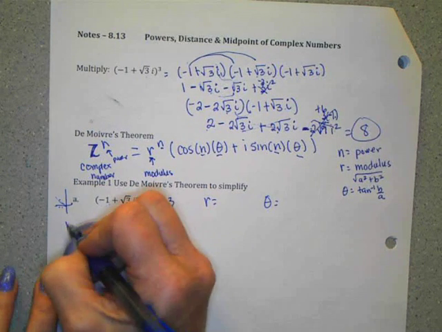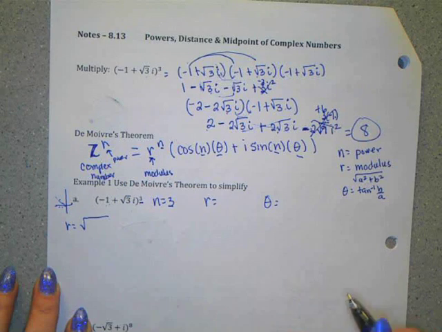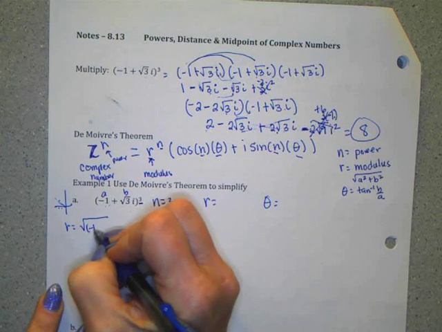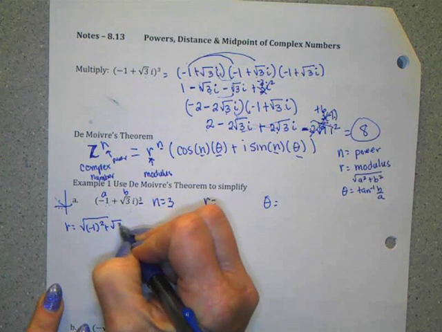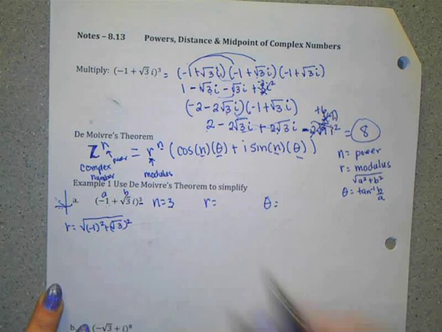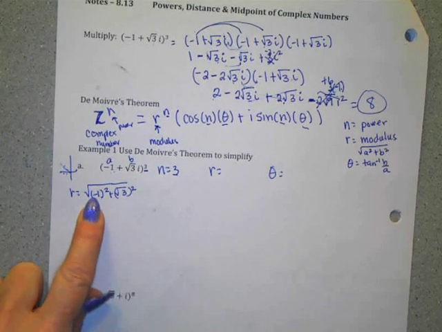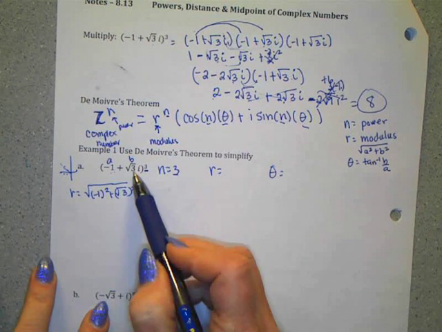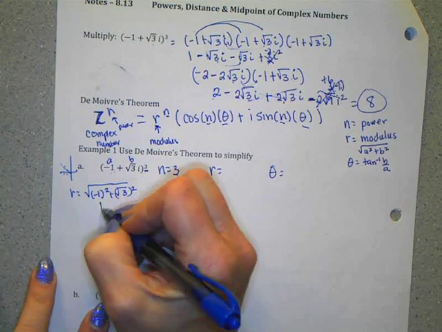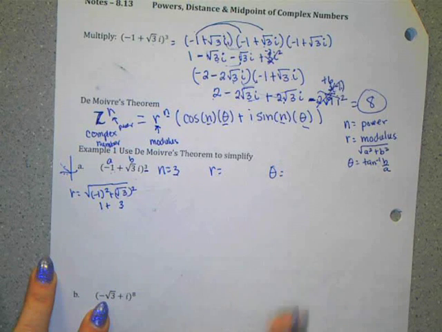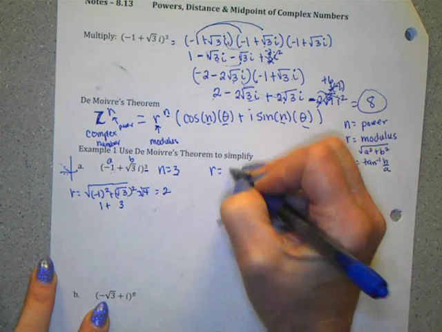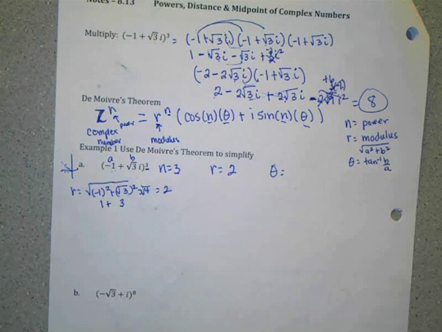So, first r. Remember, r is the square root. Remember, this is your a and your b, your coefficients of your real and imaginary. So it would be -1 squared plus the square root of 3 squared. Well, -1 squared is 1. Zoom this up just a little bit so you can see it maybe a little bit better. And the square root of 3 squared would be 3. That'd be square root of 9, which comes out as 3. And 1 plus 3 is 4. And the square root of 4 is 2. So my modulus is 2.